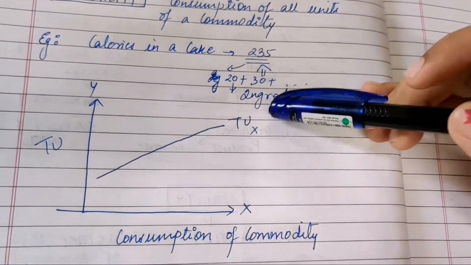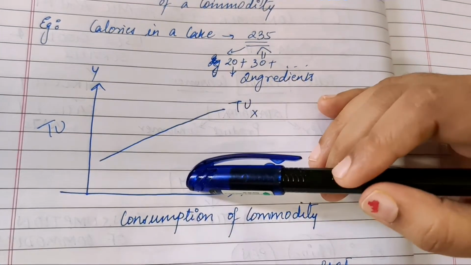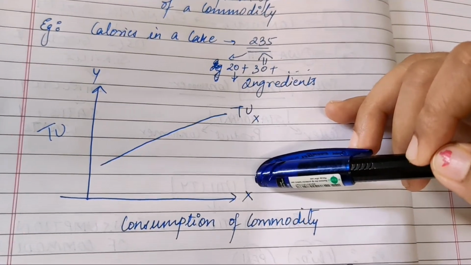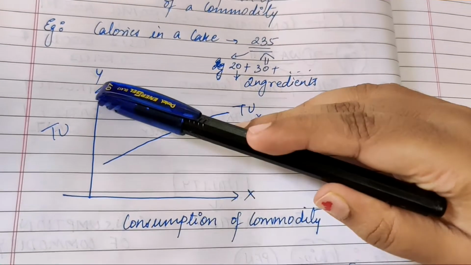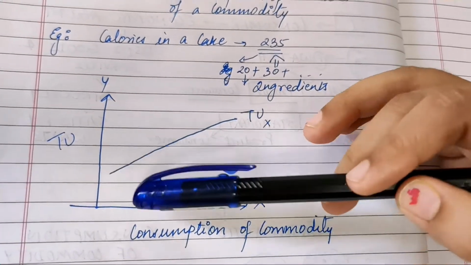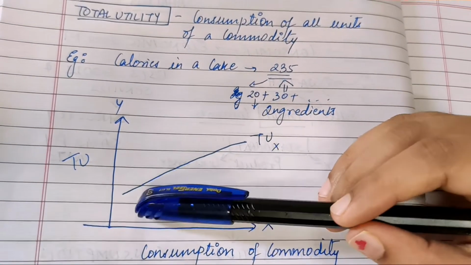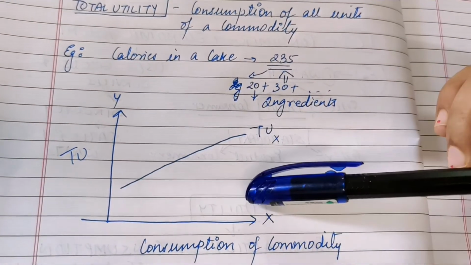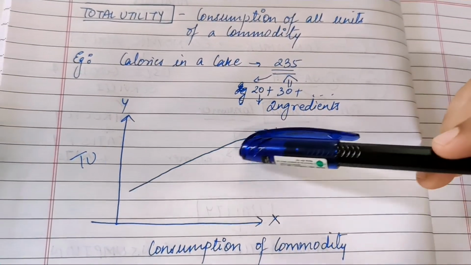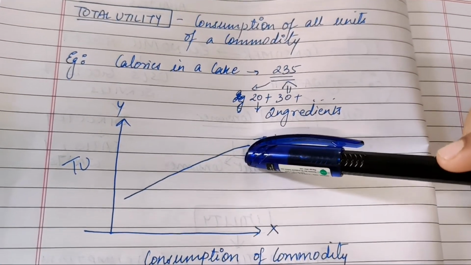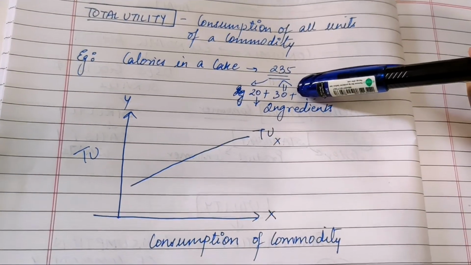This is the graph where I have shown that on the x-axis it is consumption of a commodity and on the y-axis it is total utility. This is a rough diagram, so don't worry, we will be solving sums accordingly. With an increase in consumption of a commodity, the total utility increases. It is in an increasing manner. That is what total utility is.